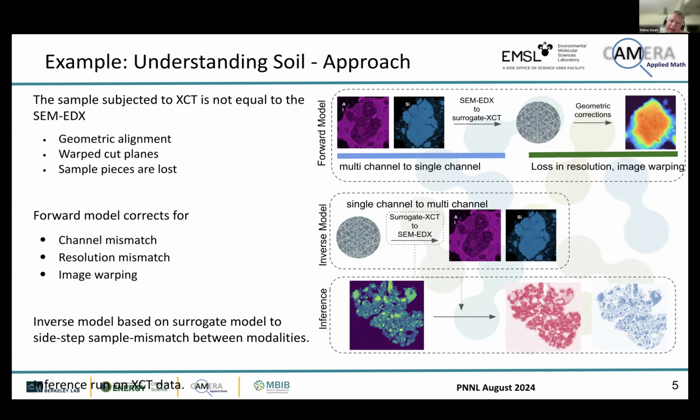And then once we have the surrogate model right here, what we actually do is train a new model that takes it backwards. So first we make sure that we go forward, and once that's done, we make sure we can go backward. And once we can go backward, we can basically take any XTC data and pass it through, and then get pseudo SEM EDX data.